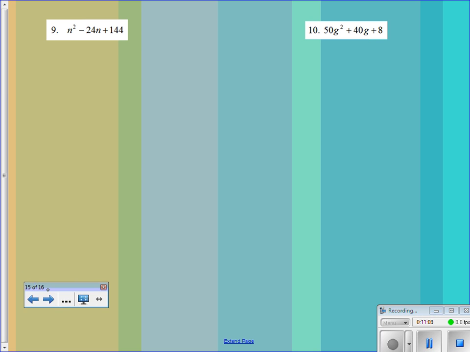All right, I'm going to have you guys try number 9 on your own. Note that a is equal to 1, so think about which method you need to use. Let's go ahead and try number 10 together.